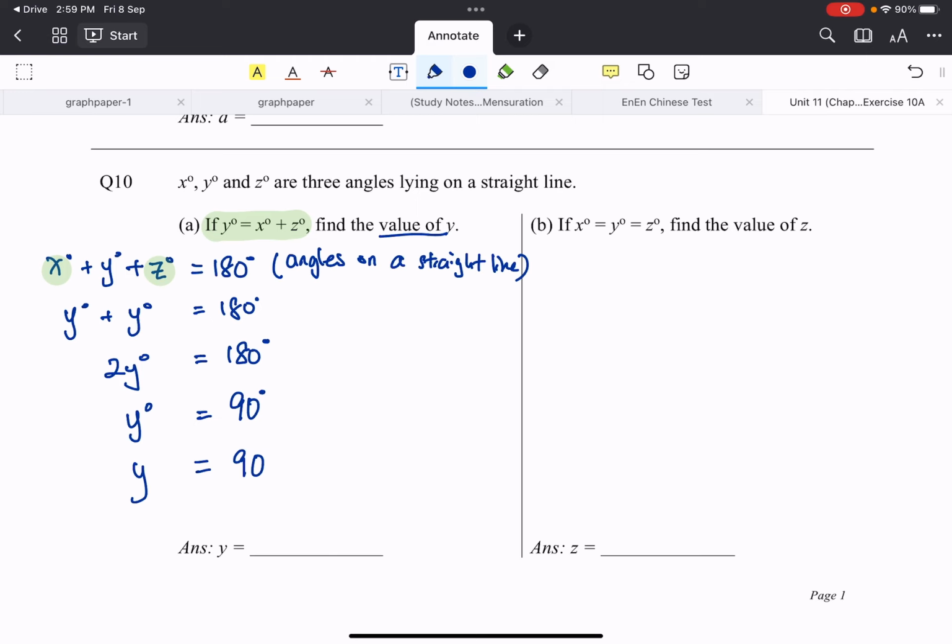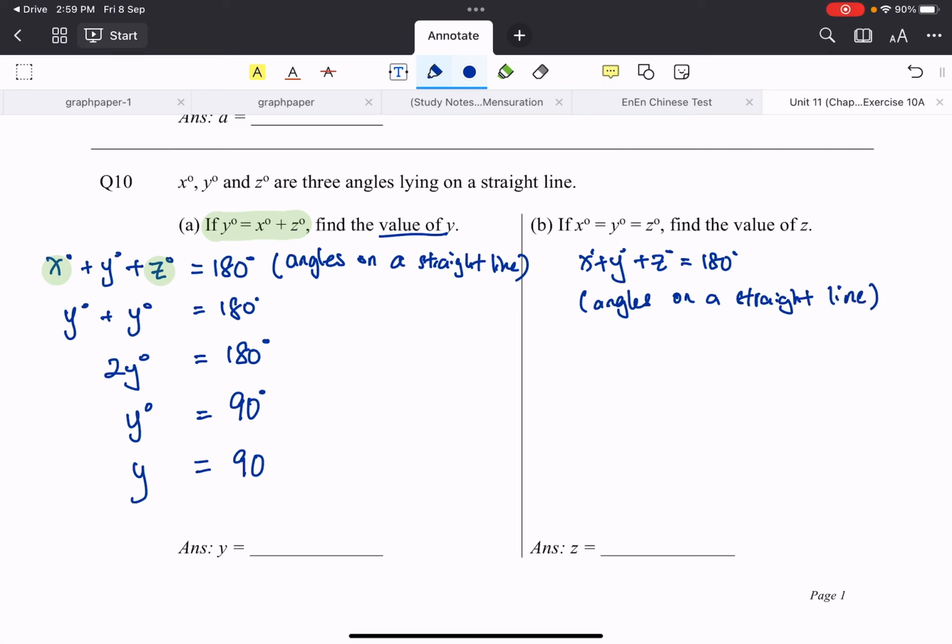All good? Right. For the second part, this time round, they tell us that X degrees equals Y degrees equals Z degrees. Same thing, we begin with the same line: X plus Y plus Z degrees equals 180 degrees. Same reason: they are angles on a straight line. So just write it down.